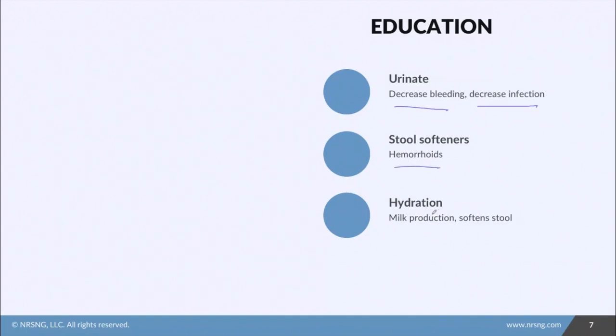And then hydration. So we want to make sure that they stay really hydrated. That's going to help with milk production if they're breastfeeding. We need water to make milk. And then stool softeners just to help with any constipation problems that they might have.